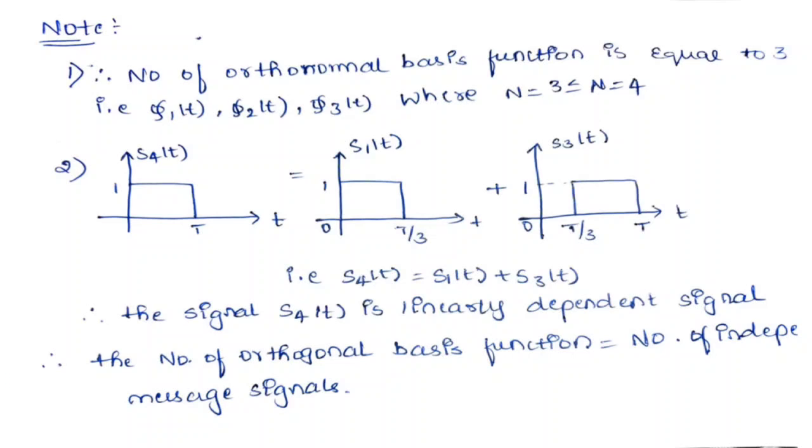Then S4 of t can be given as S1 of t, that is from 0 to T by 3 equal to 1, and we are adding this S1 of t with S3 of t, which from 0 to T by 3 is 1 and from T by 3 to T is 1. We get S4 of t equal to S1 of t plus S3 of t. So the signal S4 of t is a linearly dependent signal. The number of orthogonal basis functions is equal to the number of independent signals.